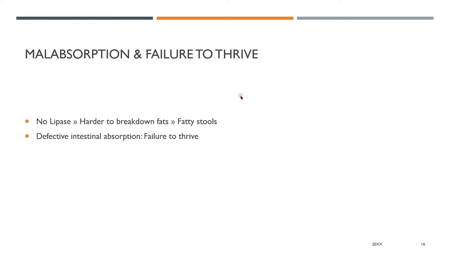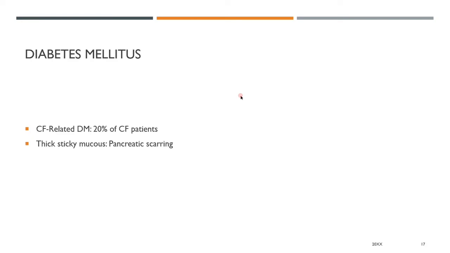Another thing is diabetes mellitus. I know that it's primarily the exocrine function of the pancreas that gets affected, but the endocrine function is as well, as a consequence, because the thick sticky mucus can lead to pancreatic scarring, and that can affect the endocrine function. There is a separate entity of diabetes called CF-related diabetes mellitus, which happens in 20% of CF patients.